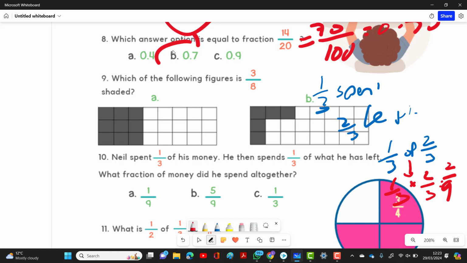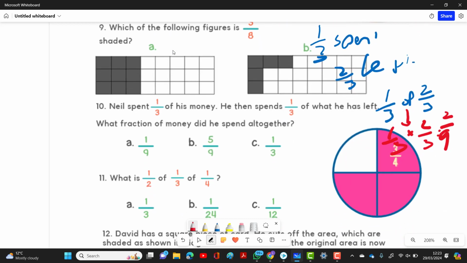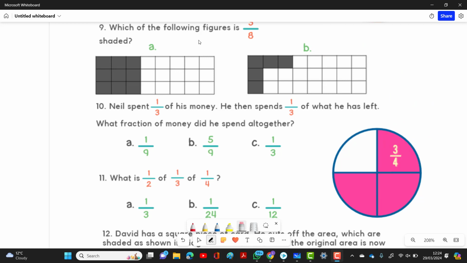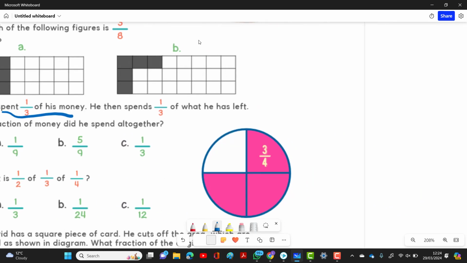2 over 9. Right, number 10 might be how much of the money do you spend altogether? Oh, that's what's left. Okay, actually we'll read the question properly. So he spent 1/3 of his money and he also spends 1/3 of whatever's left. So we've got to add, it's quite a complicated one.